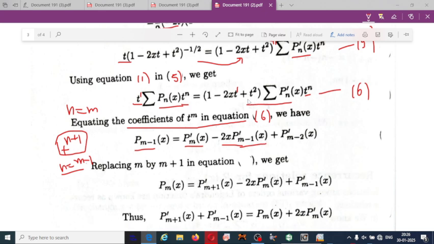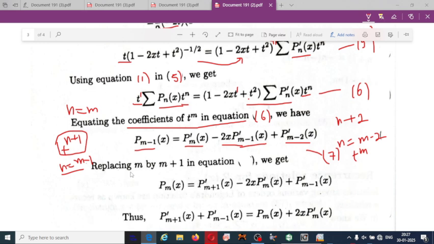The second term will be minus 2x p prime m minus 1 of x. The third term has t square, so it becomes t to the power n plus 2. Then n equal to m minus 2 we have to put for the third term, and we can make it t to the power m. So the coefficient will be p prime m minus 2 of x. This is equation 7, the third recurrence relation for Legendre function.